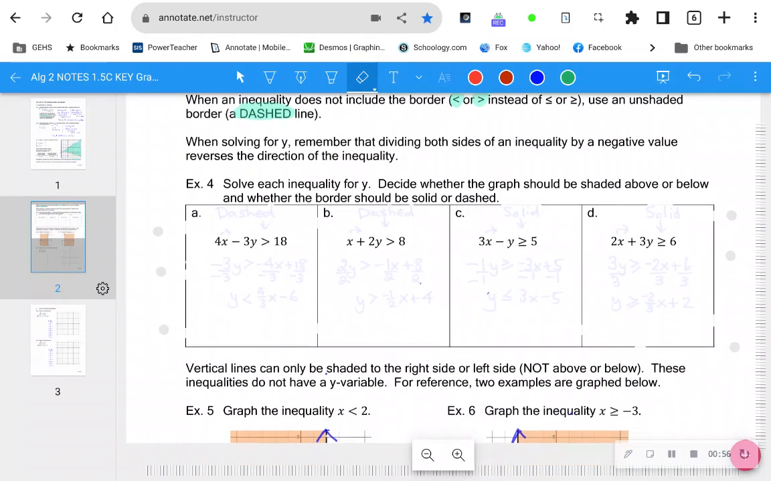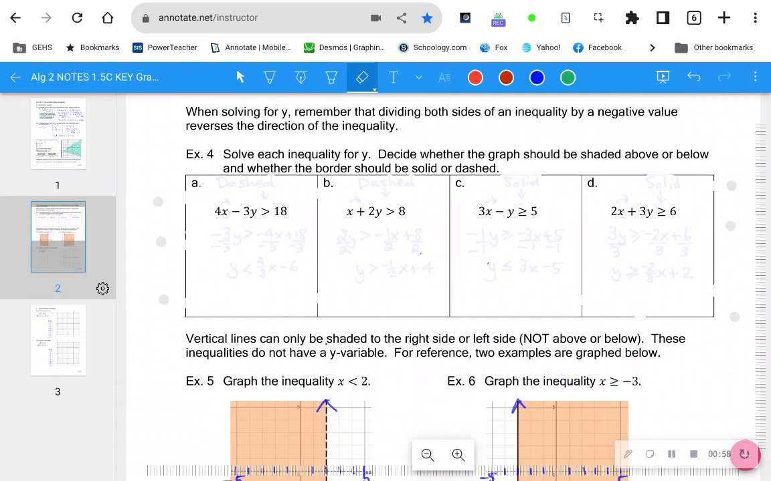Okay, so I have two of each of these, and what we're supposed to do in this exercise is just decide whether we'd be shading above or below, and whether we use a solid or dashed border. Now you can decide solid or dashed right away. The first two examples here have greater than and neither one of them has the or equal to, so that's why you're using the dashed. The actual border has to be with the equal sign. Okay, the next two have or equal to, so that's when you use a solid border.